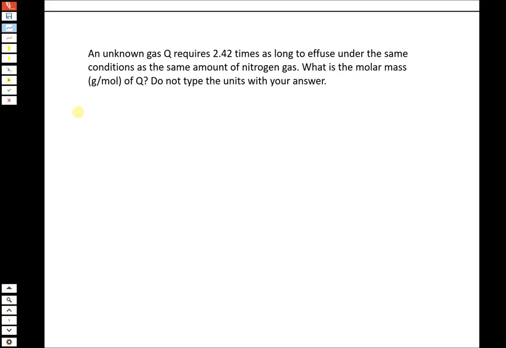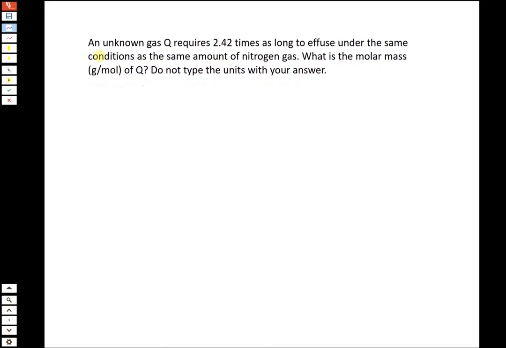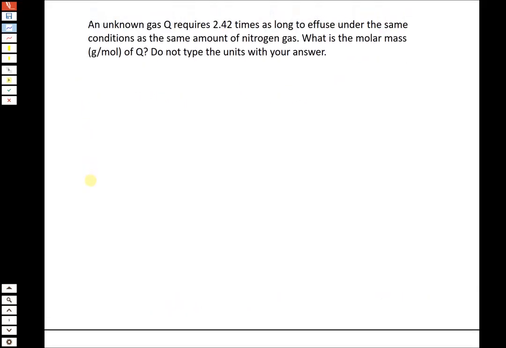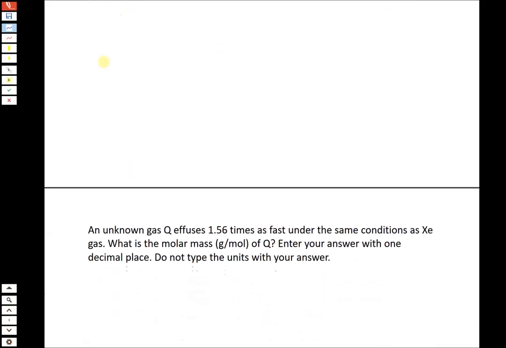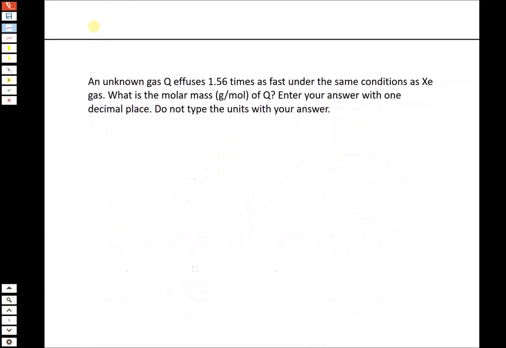And those both are related to molecular velocity, but they have a simpler relationship because we're typically going to do this as sort of a relative approach. So here we have an unknown gas Q requires 2.4 times as long to effuse under the same conditions as the same amount of nitrogen gas. I'm actually going to do these problems in the opposite order. They're really the same concept, but this one's a little bit more straightforward.